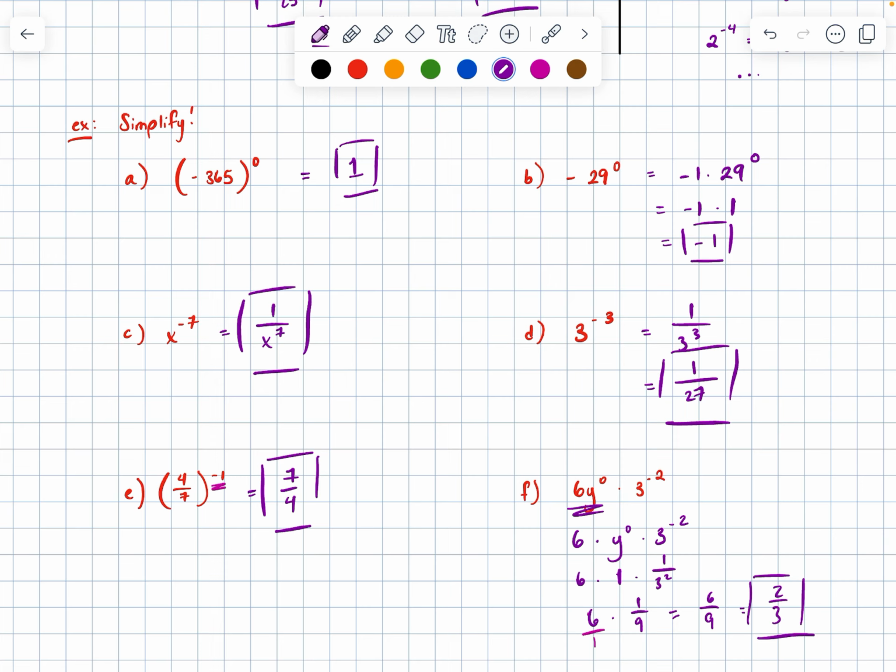There's the idea behind these laws of exponents. We can take something really complicated and seemingly scary like that first expression in f and show, using the laws of exponents, that it can be simplified to something nice and friendly like 2/3.